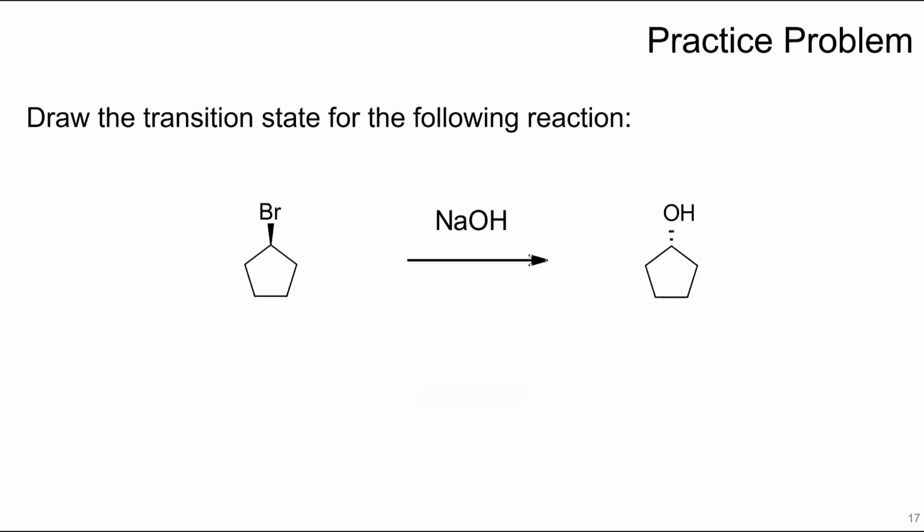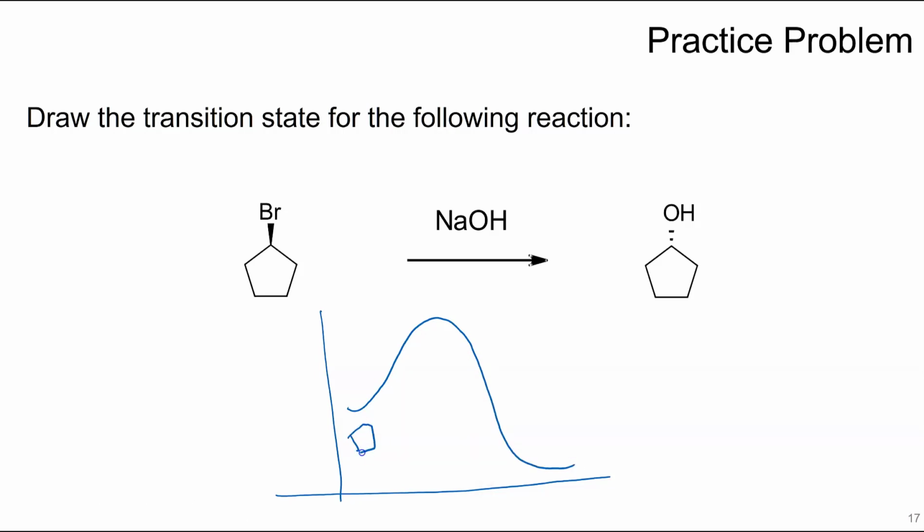Draw the transition state for the following reaction. So we start here, we just draw the shape of it in general. We start with the Br, and then up here is the Br with the OH. So this is being broken as that's being made. And then the new product is there.